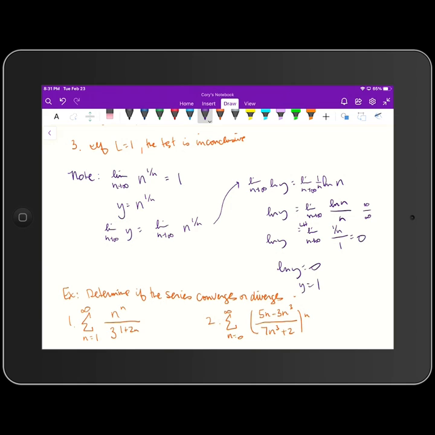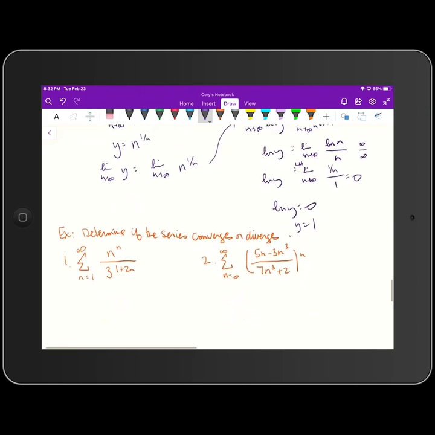That then shows that the limit as n goes to infinity of n raised to the 1 over n power does in fact go to 1. So that's how we mathematically establish that that limit is in fact equal to 1.